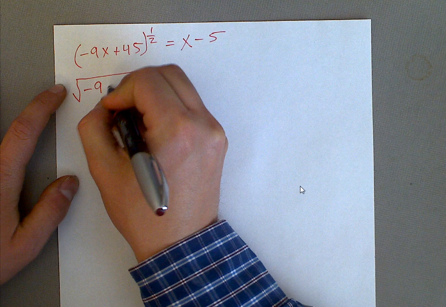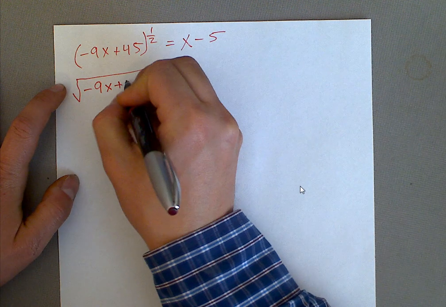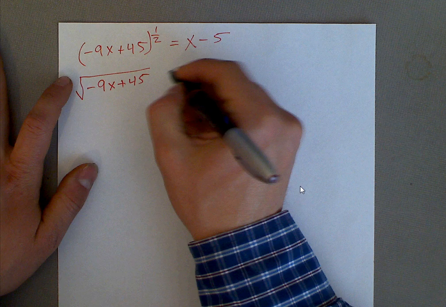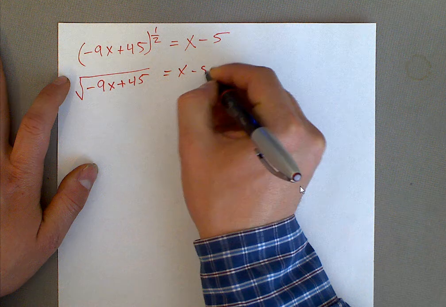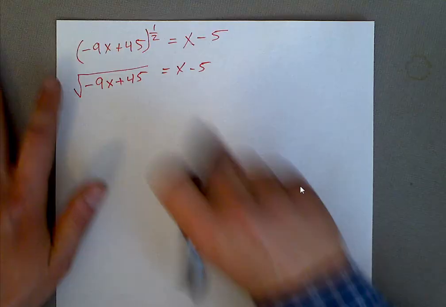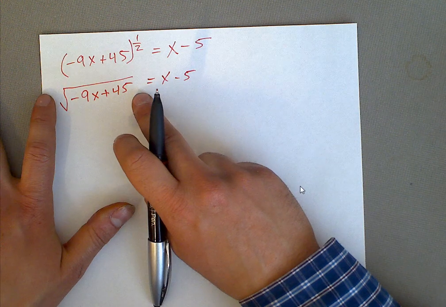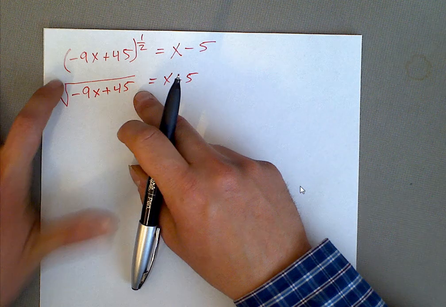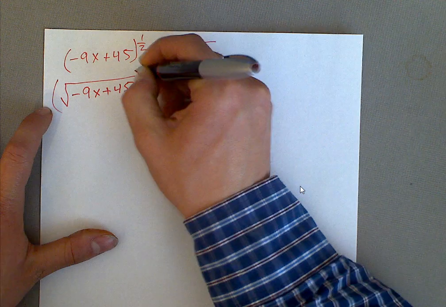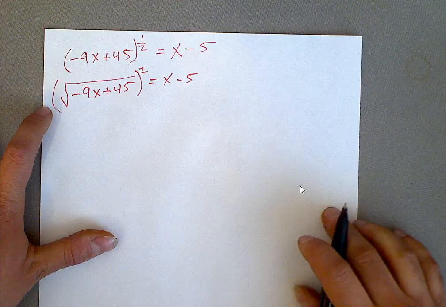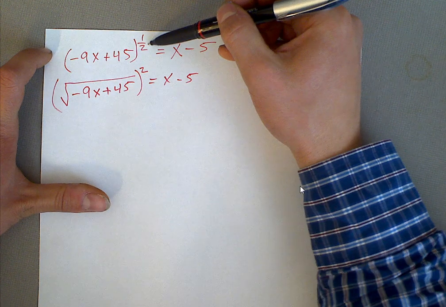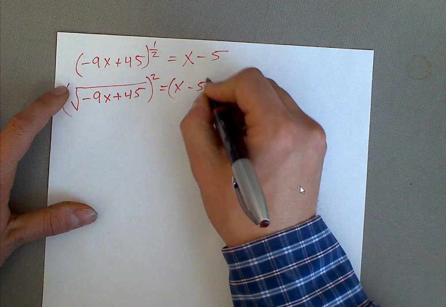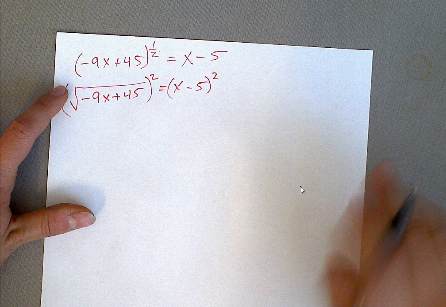quantity, which is the square root of negative 9x plus 45. So these two things are equivalent. And the right side is x minus 5. In order to isolate the square root, or to get rid of the square root, we can square both sides. The next step is the same, but we have to make sure that we square the right side as well.